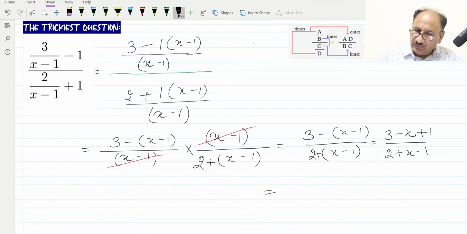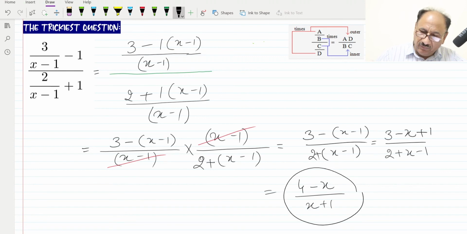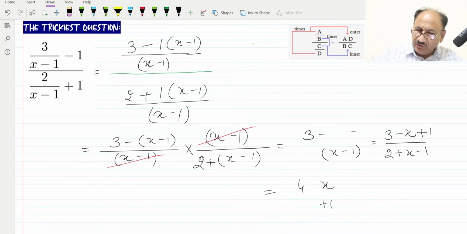Now further we can simplify. This will be 4 minus x, divided by x plus 1. This will be the final answer. Now this is the first method. The second method is easier, quicker and simple, and I recommend the second method, but this is also a way to solve.